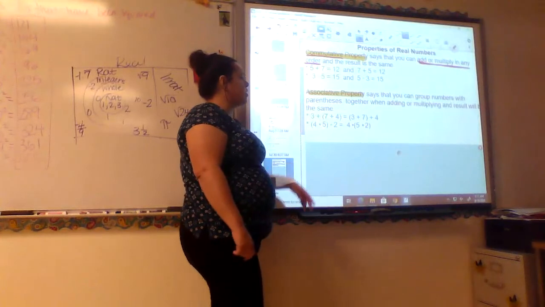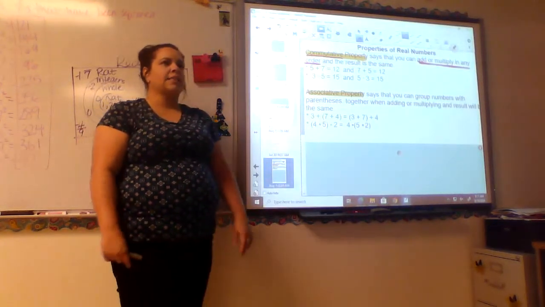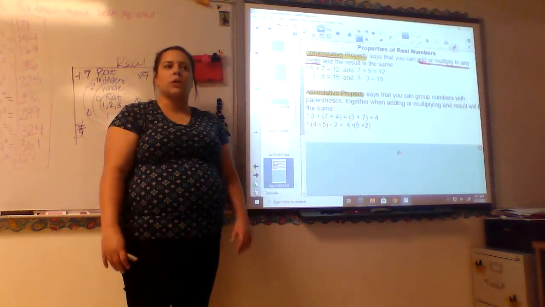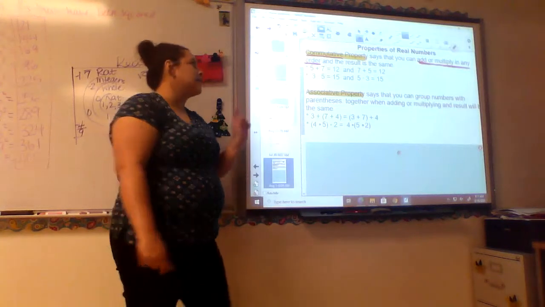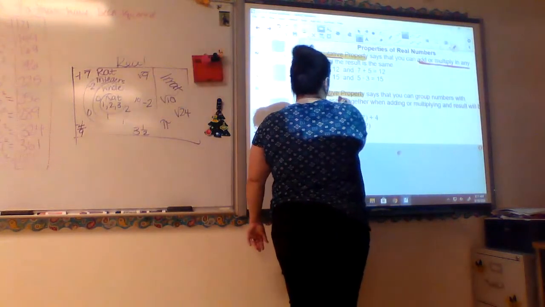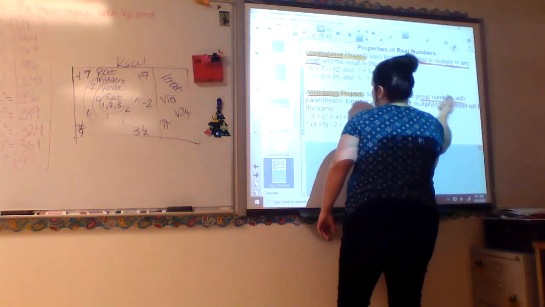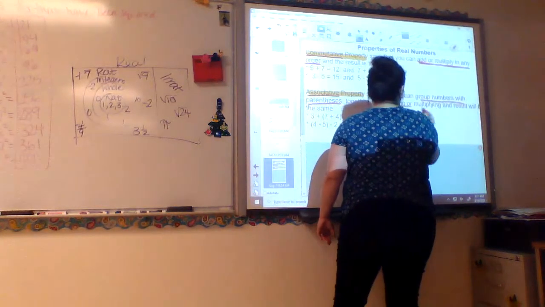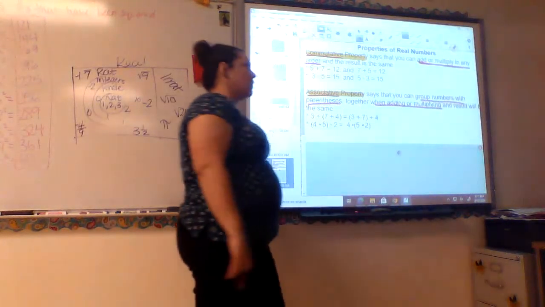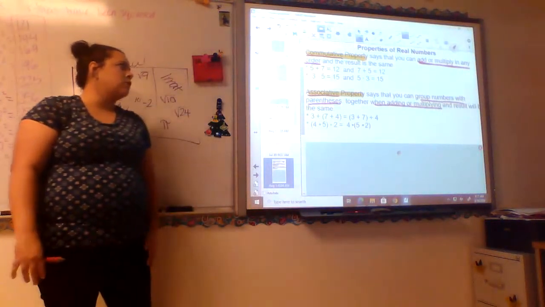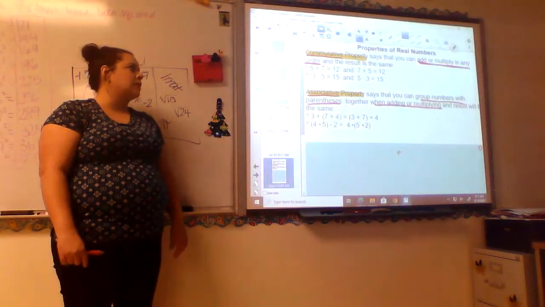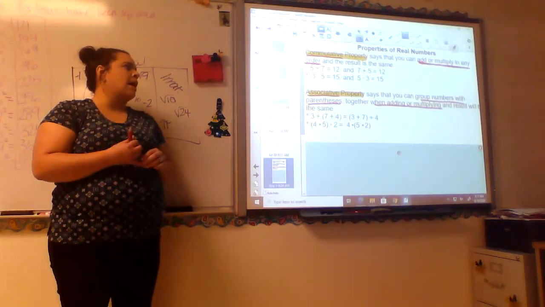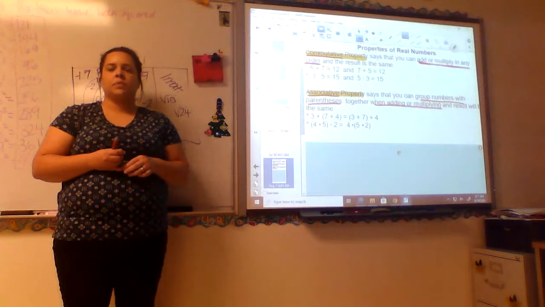All right, the associative property is almost identical to the commutative property, okay? The associative property says that you can group numbers with parentheses when adding or multiplying. So just the part that I underlined. So associative, you group numbers with parentheses when adding or multiplying, and the answer is still the same.